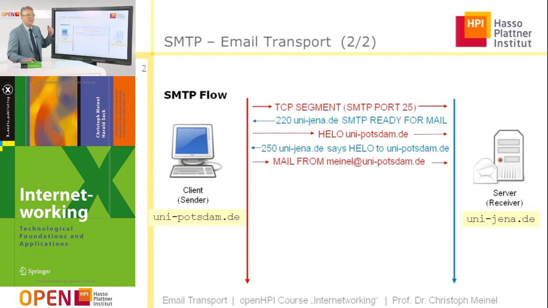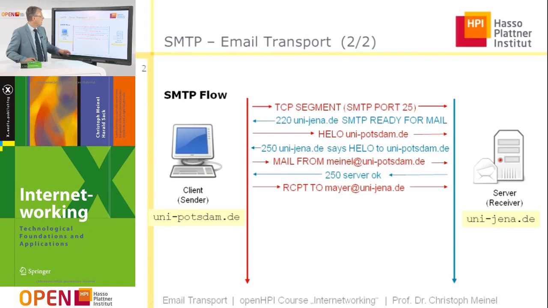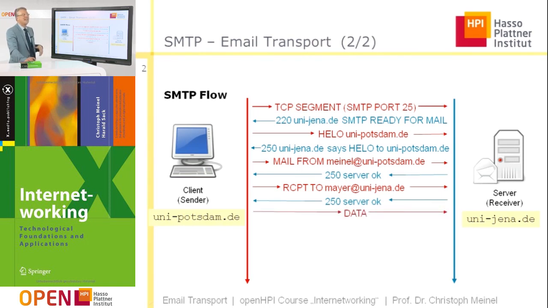The first part is to send the sender address. This is a mail from Meinl at unipotsdam.de, and then the server says, okay, I got it. Then the receiver is characterized as a message to Meyer at unijena.de. The reason is that a mail server of an institution is used by many of the employees, who have separate mailboxes on the server, but the server is the same, so the server needs to know in which mailbox to put this message that is now coming. He says, okay, I got it, and then the data are transmitted.